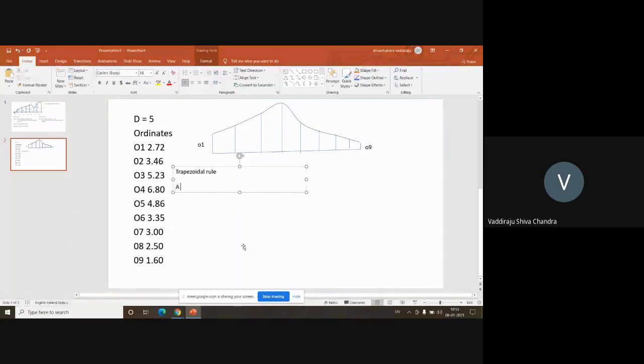Area is equal to 5 multiplied by O1 is 2.72 plus 1.60 divided by 2, plus 3.46 plus 5.23 plus 6.80 plus 4.86 plus 3.35 plus 3 plus 2.50 plus 1.